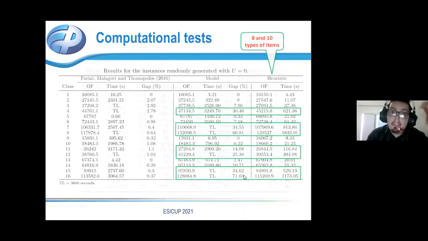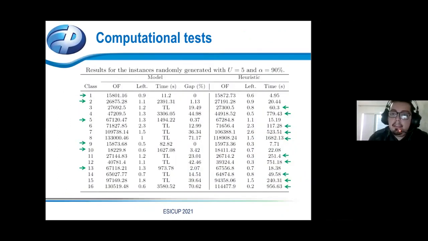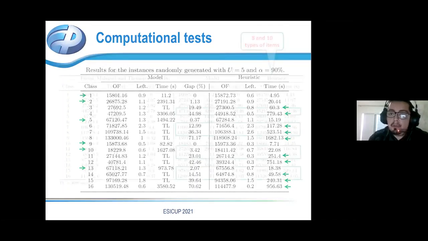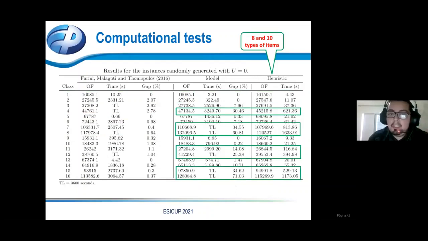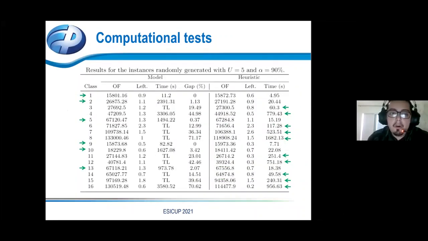Okay, and the same for tests with capital U equals 5. Here, in those tables, U equals 0 because Furini does not allow the generation of leftovers. Here the green arrows indicate where our model was best and where the heuristic was best.